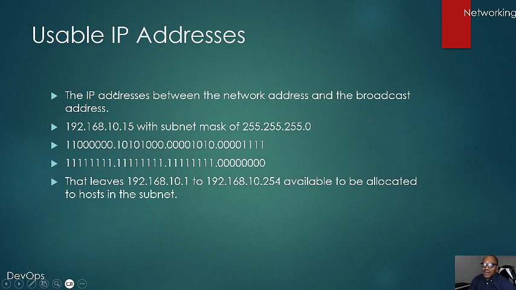The usable IP addresses in every network are the possible host IP addresses, outside of the network address and the broadcast address. So the IP addresses between the network address and the broadcast address are the usable IP addresses. For example, with a subnet mask of /24, the usable IP addresses are from 192.168.10.1 to 192.168.10.254. You cannot use 0.255, which is the broadcast address, and you cannot use 0.0, which is the network address.